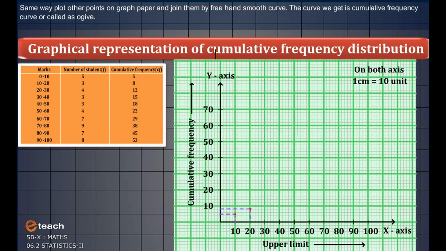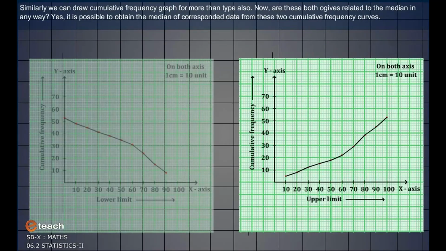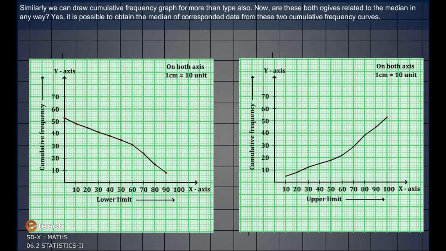Same way, plot other points on graph paper and join them by freehand smooth curve. The curve we get is cumulative frequency curve, also called an ogive. Similarly, we can draw cumulative frequency graph for more than type also. Now, are these both ogives related to the median in any way? Yes, it is possible to obtain the median of the corresponding data from these two cumulative frequency curves.